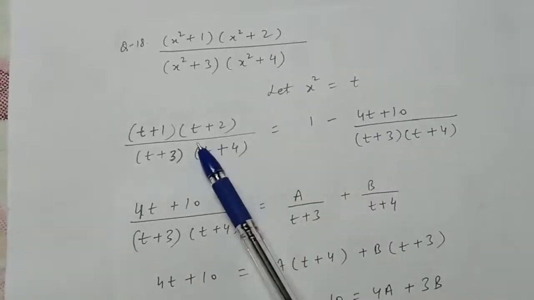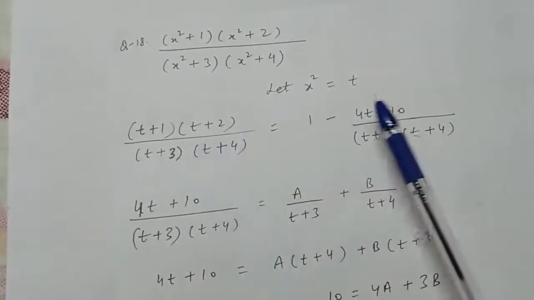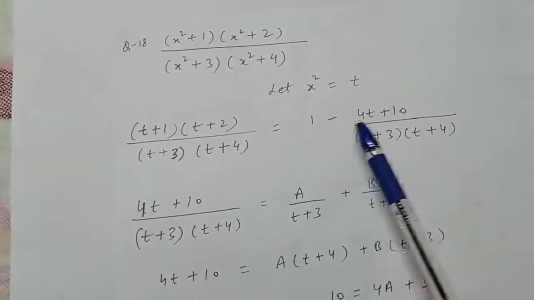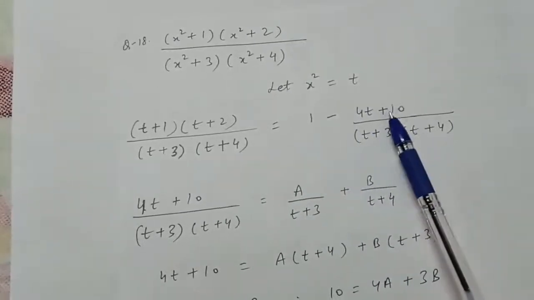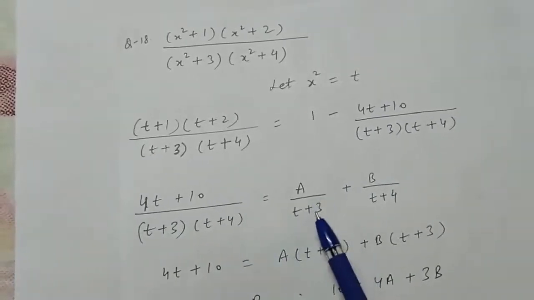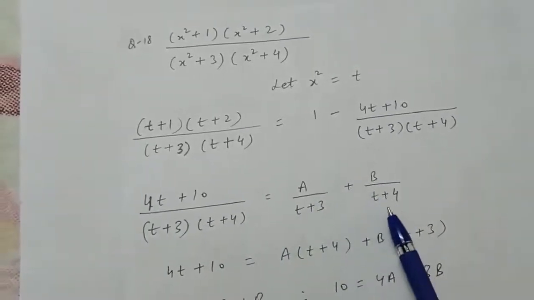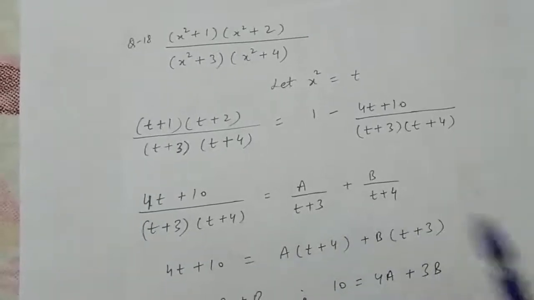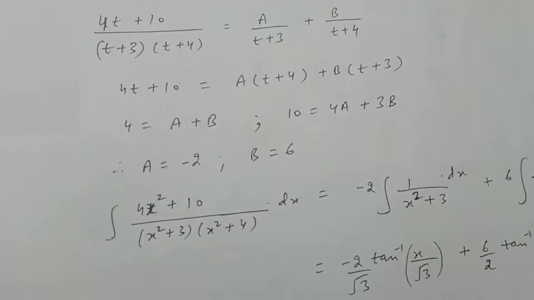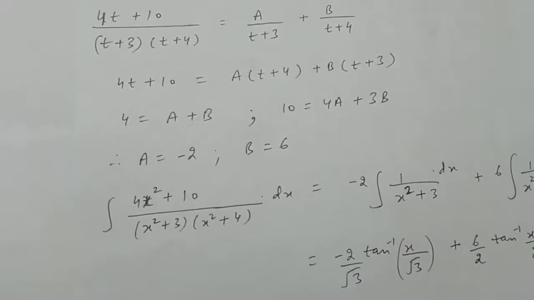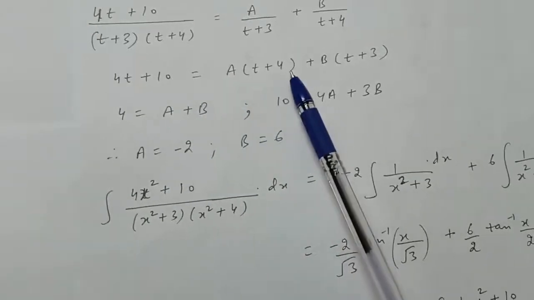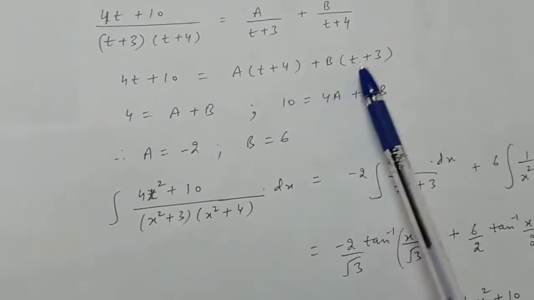So the integral of this function will now become the integral of this, and we know the integral of 1 but we don't know the integral of this. So write it down as equal to a upon t plus 3 plus b upon t plus 4, right? It can be written like this by partial fractions. Now find out the values of a and b. 4t plus 10 will be equal to a into t plus 4 plus b into t plus 3.